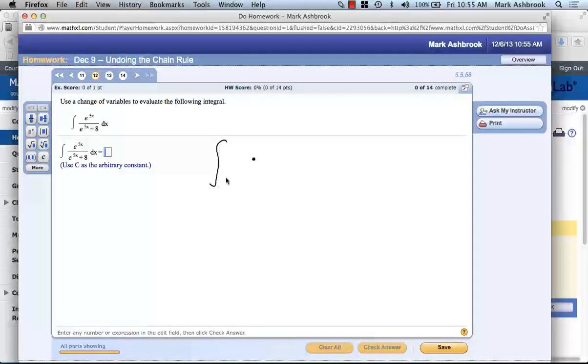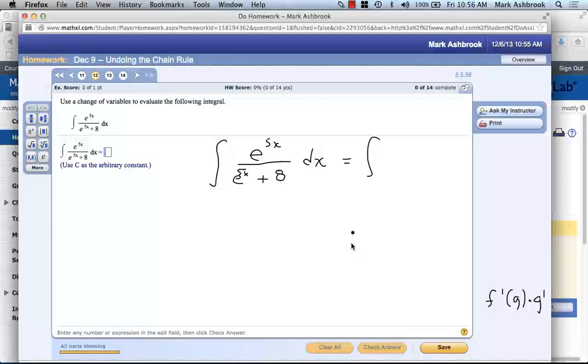So the result of a chain rule, what kind of thing is it in general? Is it a quotient like this? No, what is it? Product, right? It's the product of f prime of g and g prime. But we got a quotient. It doesn't faze us because we can rewrite this as a product, right? We can rewrite it as e to the 5x times e to the 5x plus 8 to the negative 1.